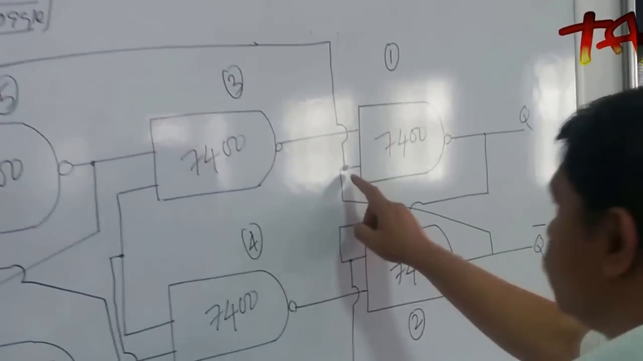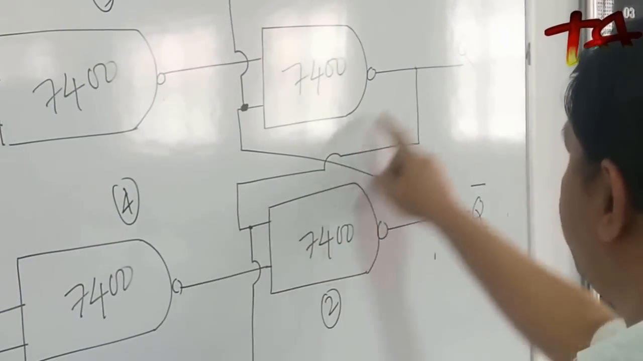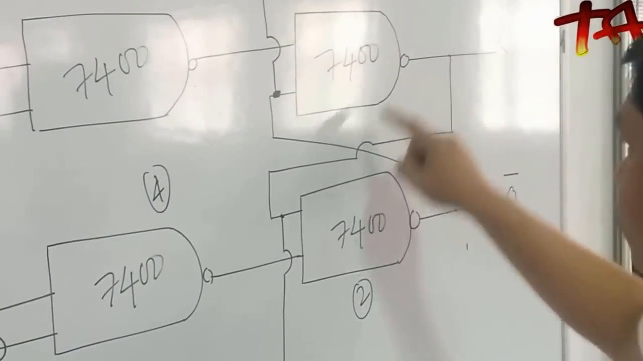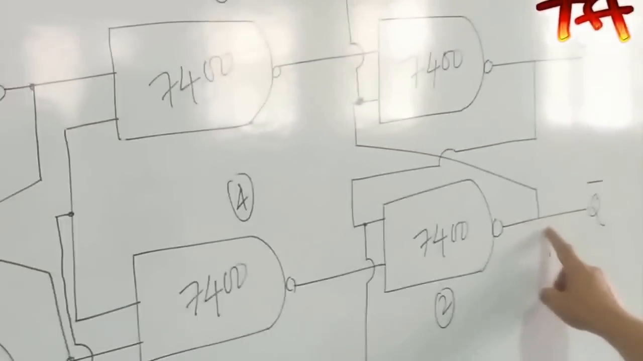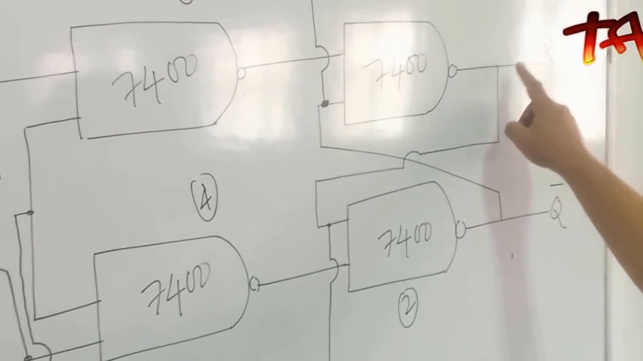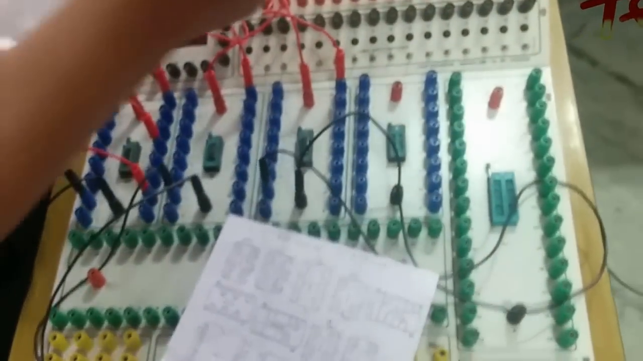This is the latching. You can see here one of the inputs is coming from the other gate's output, and here also one of the inputs is coming from the output of the first gate. Therefore, gate number 1's input is coming from gate number 2's output, and gate number 2's input is coming from the output of gate number 1. That is called a latching. Therefore, you can see here Q.